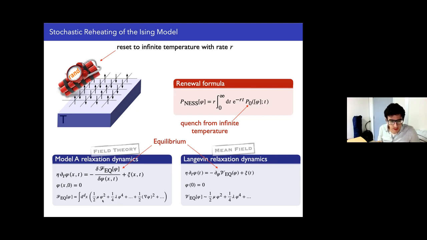And if we know how to do the RG here, we know how to do the RG for our random stochastic reheating problem, right? And this is what we're going to do.